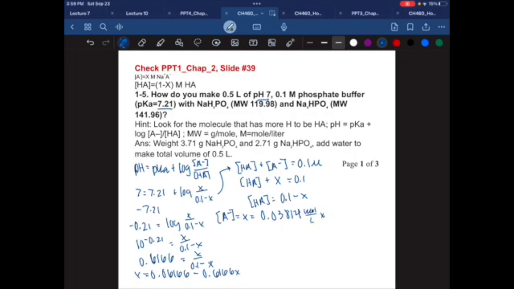And we will multiply by the molar mass of the conjugate base, which in this case is Na2HPO4. And our molar mass is 141.96. This will be grams per mole. And then we will multiply by the volume of buffer we want. First we should cancel out our units, and that will leave us with 2.71 grams of our conjugate base.